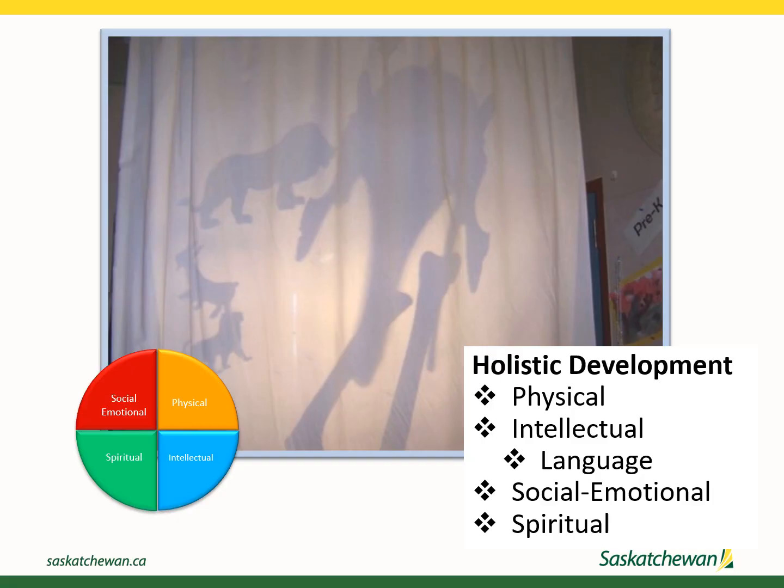Here is another example. This is a photo of shadow curtain play. The children are using animal shapes and a light source behind a white curtain or sheet to create a dramatic play experience. Again, take a minute and pause the presentation to reflect on what domains of development this experience supports.